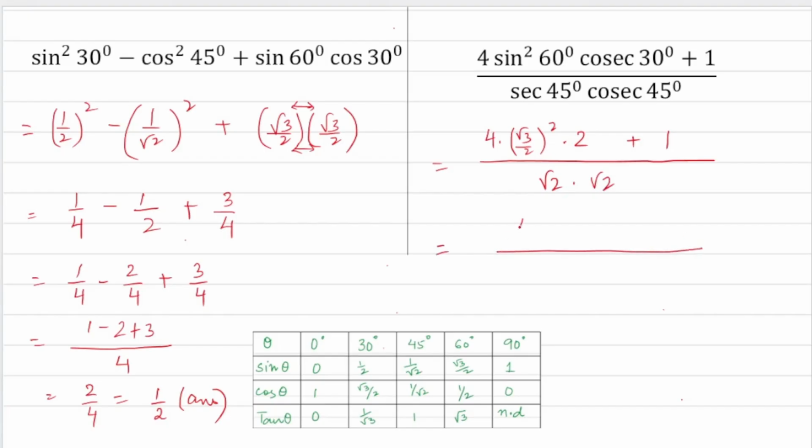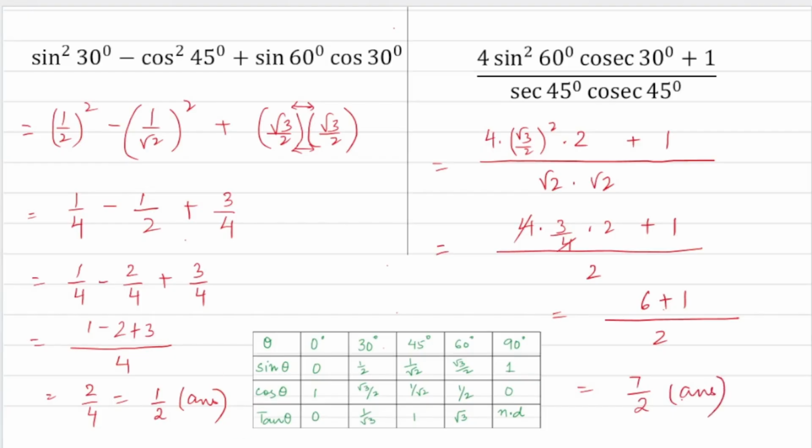Let's put the line. I will get over here 4 times root 3 square is 3, 2 square is 4 times 2 plus 1. Root 2 times root 2 is just 2. I can cancel this 4 and 4. 3 times 2 is 6, 6 plus 1 over 2. And my final answer is 7 over 2.